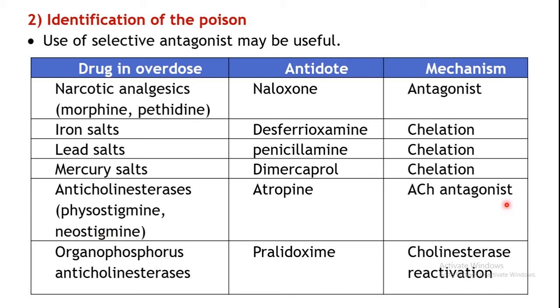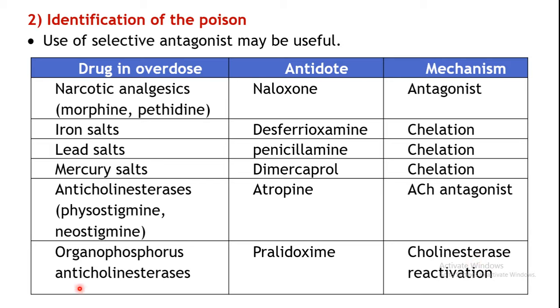It is an ACH antagonist, that is, it is a muscarinic receptor antagonist, which will block all the actions of acetylcholine. Next example is organophosphorus anticholinesterases. So these are basically used as insecticides or pesticides. Okay, so such kind of examples, for these the antidote is pralidoxime. Now how does it act? It acts by cholinesterase reactivation.